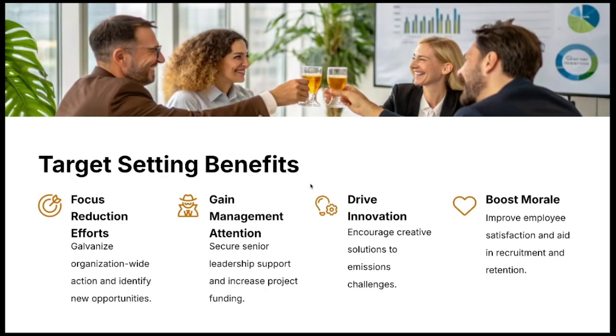emissions. Now let's go through target setting. Let's start with the benefits. Here you can see a number of benefits that you can achieve when you are doing target setting. It helps you focus on the reduction effort, and target setting can help you get management attention, secure senior leadership support, and increase project funding. Also, it can help to encourage creative solutions to emission challenges. And finally, it can improve employee satisfaction and aid in recruitment and retention of people, because they can see the organization is actually making an impact on the planet.